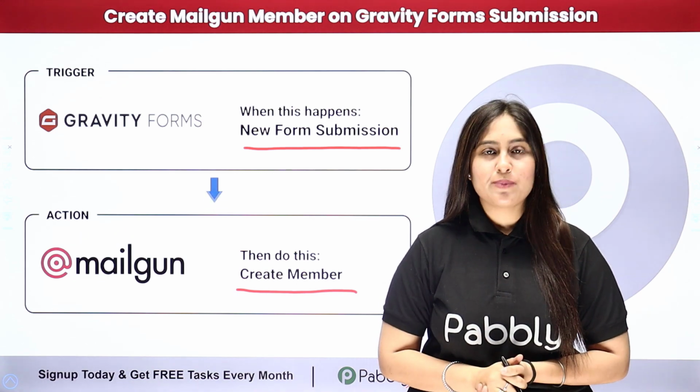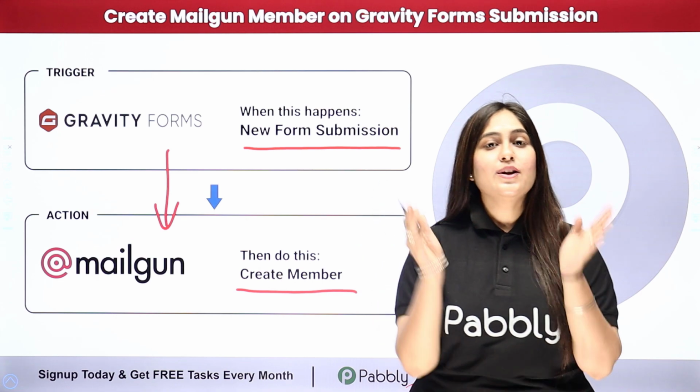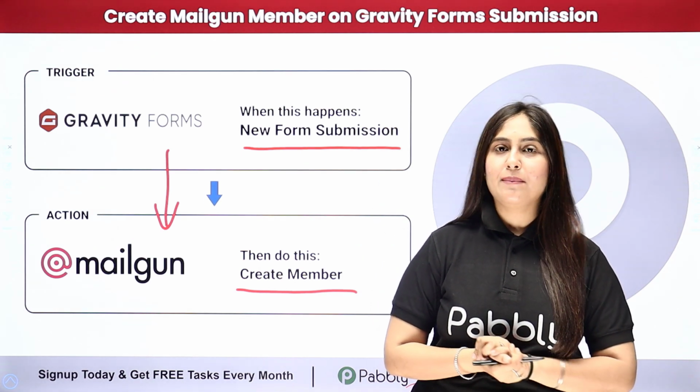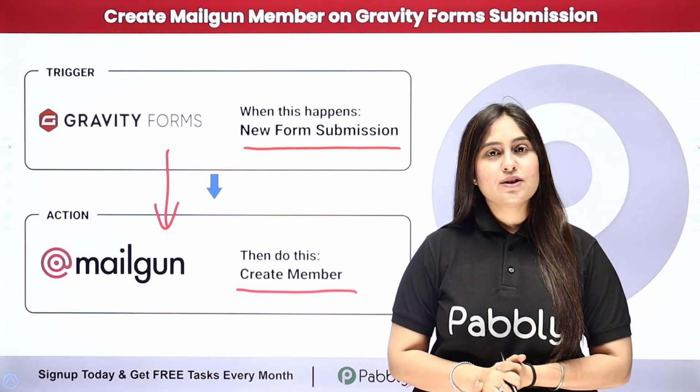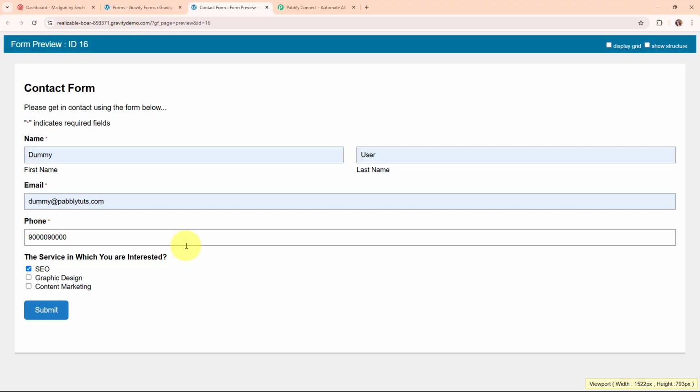So now, to automate the entire process, I need to connect my Gravity Forms with my Mailgun account using an automation software named Pabbly Connect. So to see the working of this automation and to learn this process step by step, let me take you to my screen. Welcome to my screen.